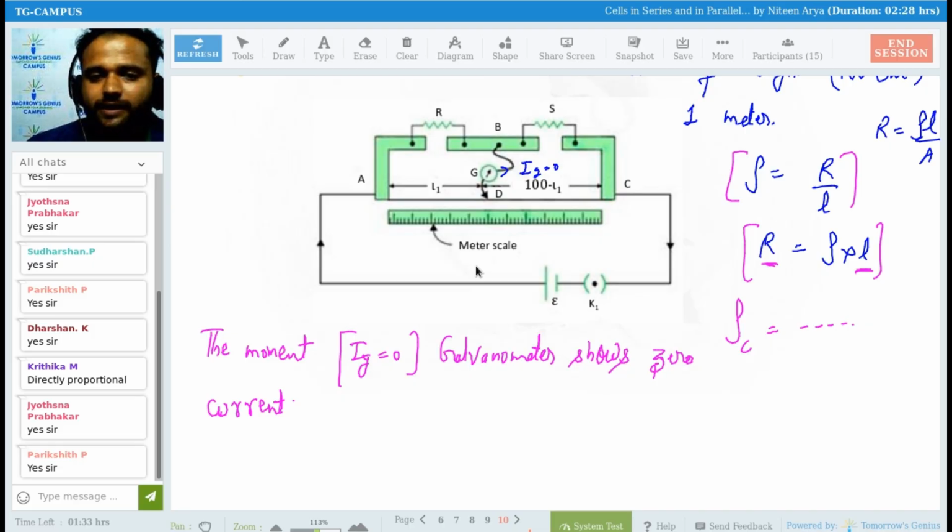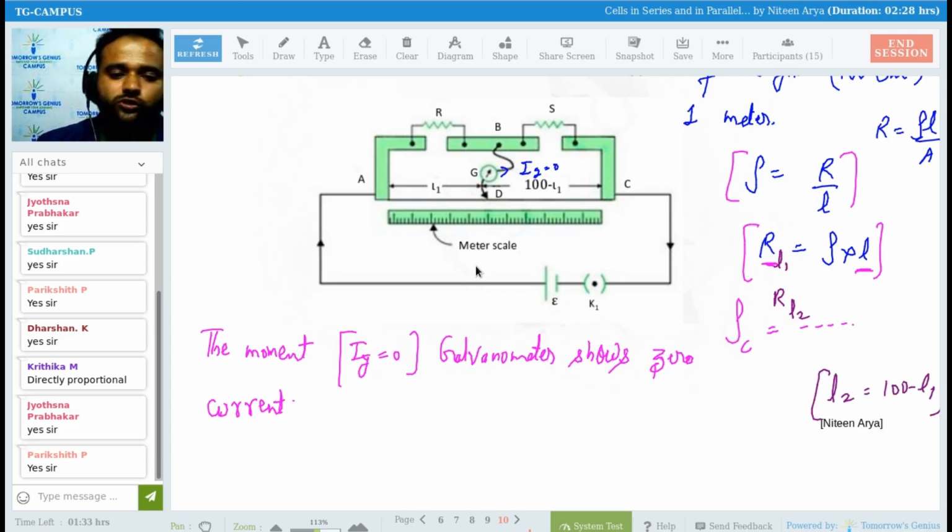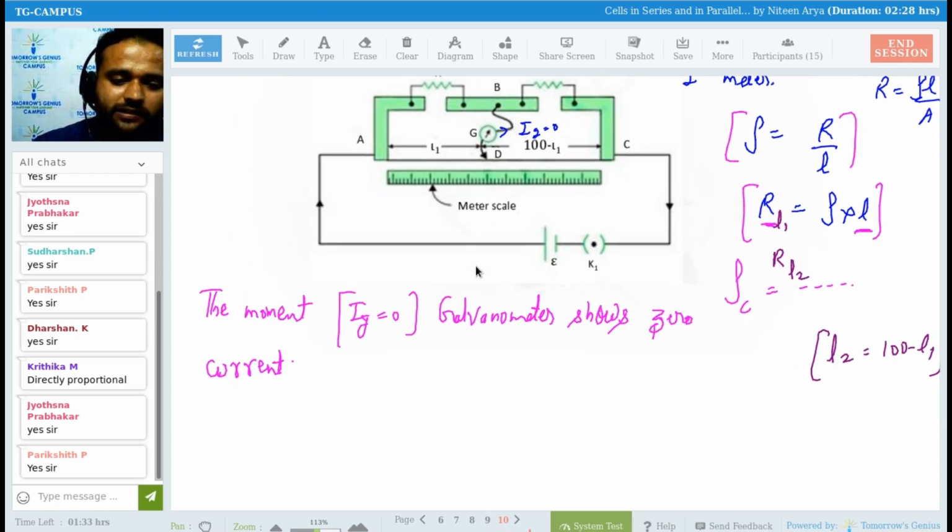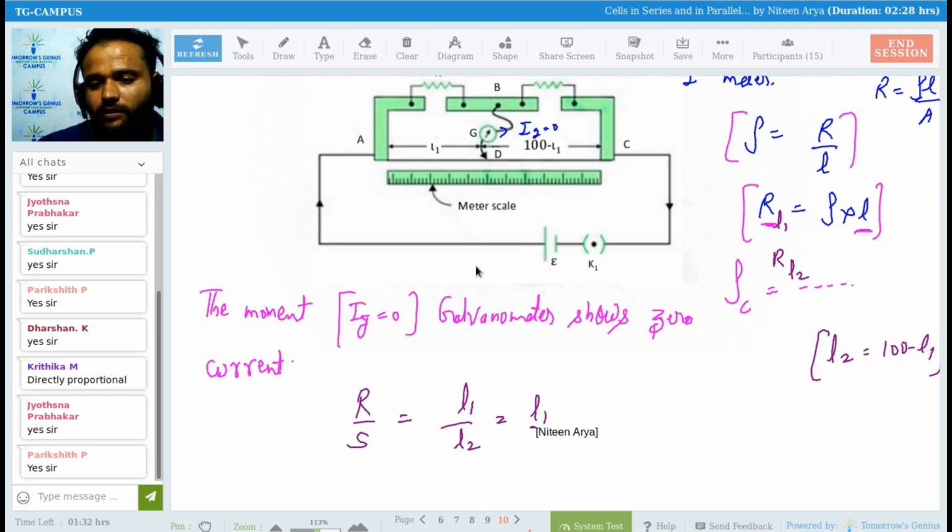This is the resistance R L1. Clear? And this is the resistance R 100 minus L1, or you can say R L2. Let me write R L2, where L2 is nothing but 100 minus L1. So we again fulfill the condition of R by S equals L1 by L2, which is L1 upon 100 minus L1.